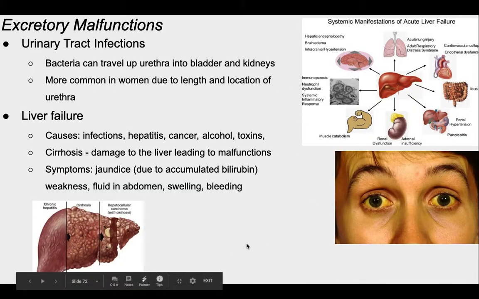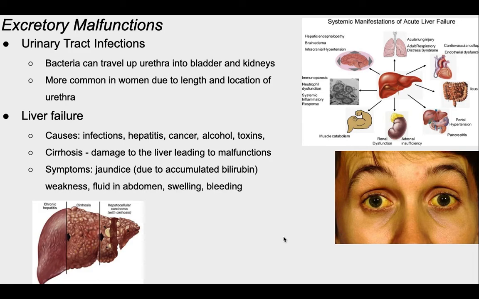There are other malfunctions of the excretory system. Urinary tract infections are very common. This is when a bacteria gets into the urethra, the bladder, the ureter possibly, and that leads to an infection, which can be dangerous if it were not treated. Urinary tract infections are more common in women, and that's because the length of the urethra is much shorter in women, and therefore it's easier for bacteria to make their way into the bladder.